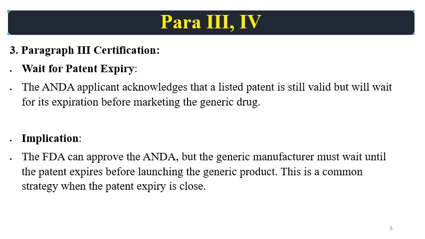Implications: the FDA can approve the ANDA, but the generic manufacturer must wait until the patent expires before launching the generic product. This is a common strategy when the patent expiry is close. See, many of the generic applicants develop generic products for which the patent expiry is nearer. Generally, they do a back calculation for the patent expiry time and start the development so that they can save the review time and have the approval once the patents are expired.